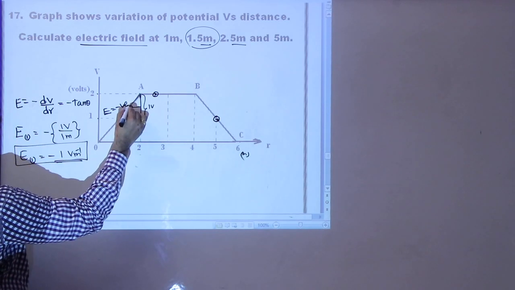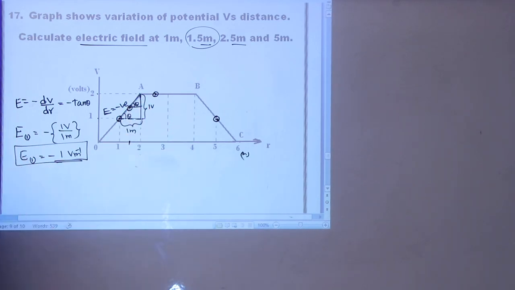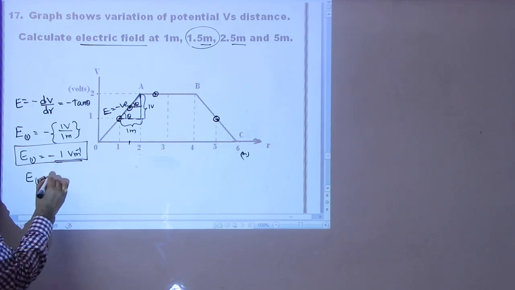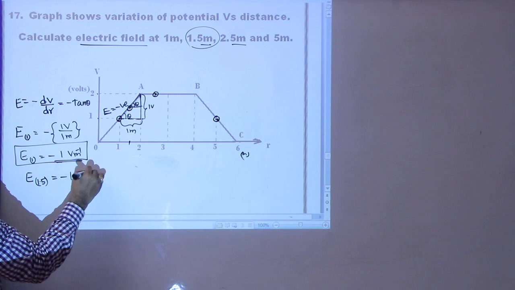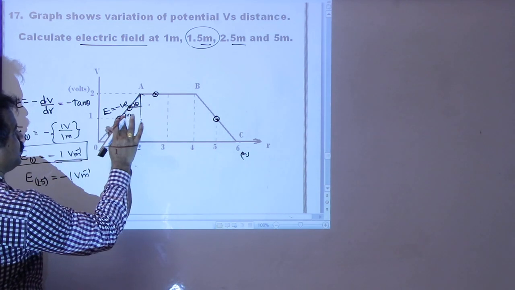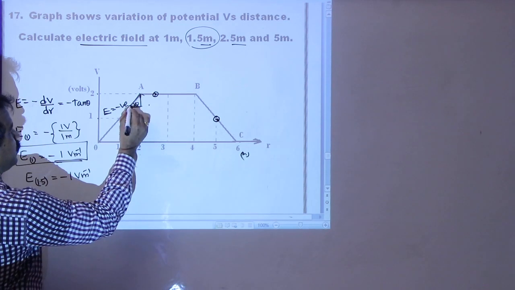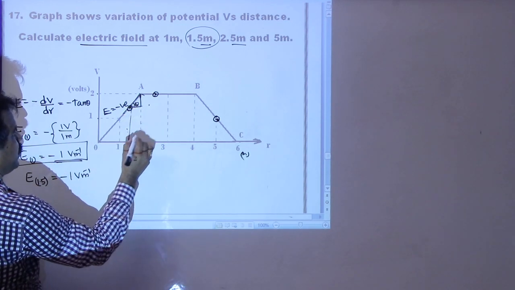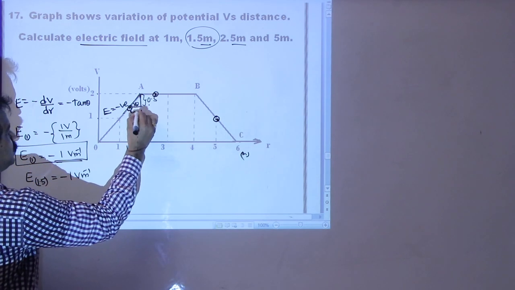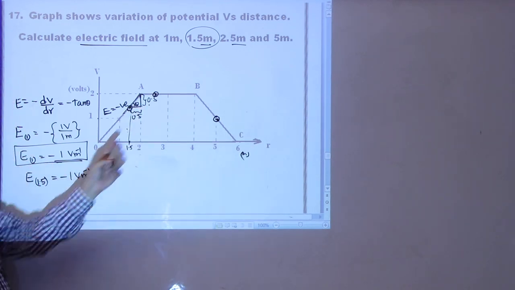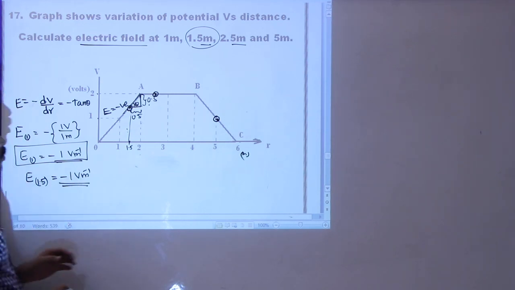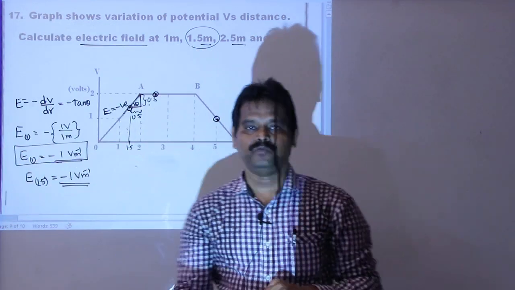Similarly, at the second point, 1.5, this is also a similar triangle with the same angle. So I can write the electric field at 1.5 meters is also 1 volt per meter. Why? Because if you take a small triangle here at 1.5, this side is 0.5 volts and this is 0.5 meter. 0.5 by 0.5, once again 1. So this is also minus 1.